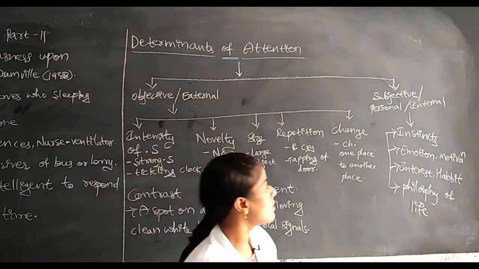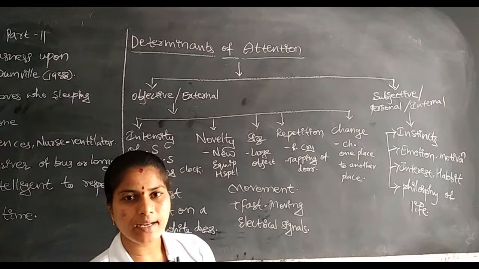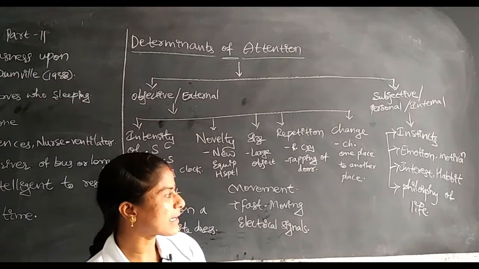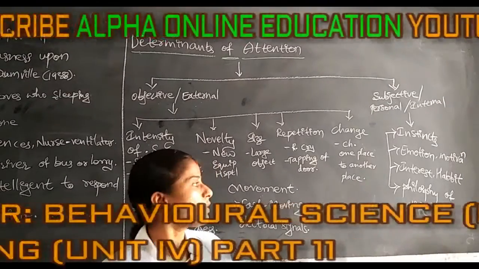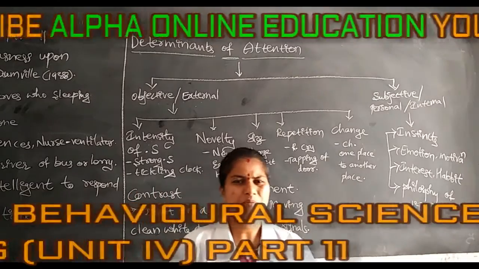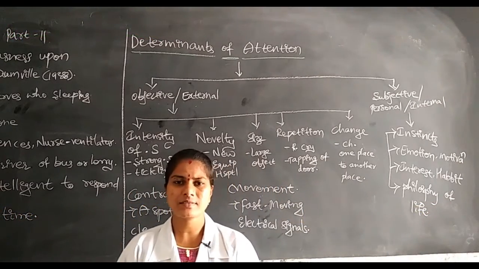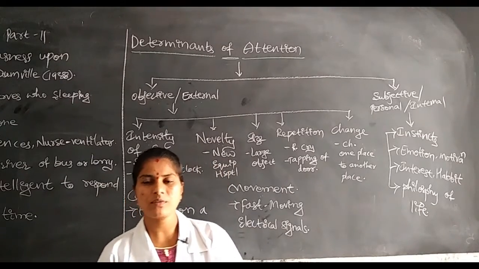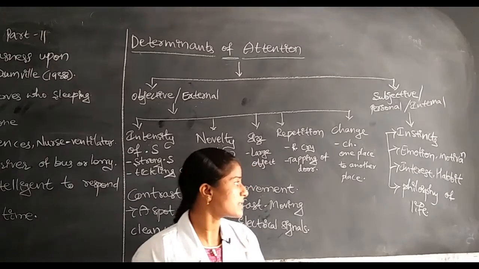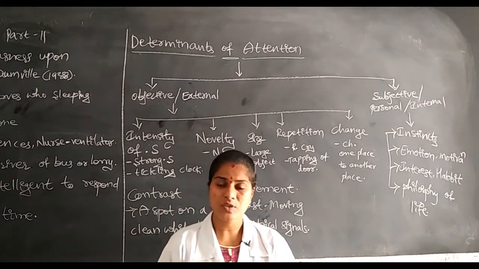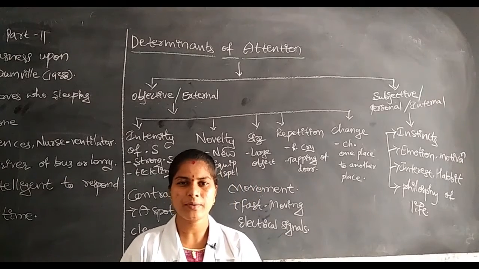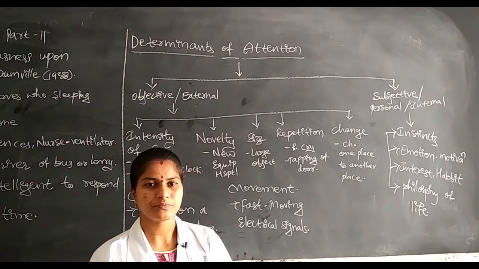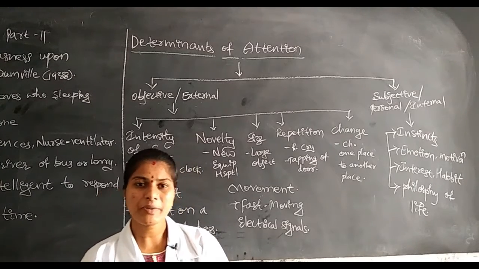Next another one is the subjective, personal, or internal factors. In that, the first ones are emotions, motivation, interest, habit, and philosophy of life. Some emotions like depression or sadness are there, or sometimes motivation, such as how to escape a problem or how to solve that particular problem. Next, sometimes interest, or habitually they are doing some work. These we call personal factors or internal factors. This is regarding the determinants of attention.